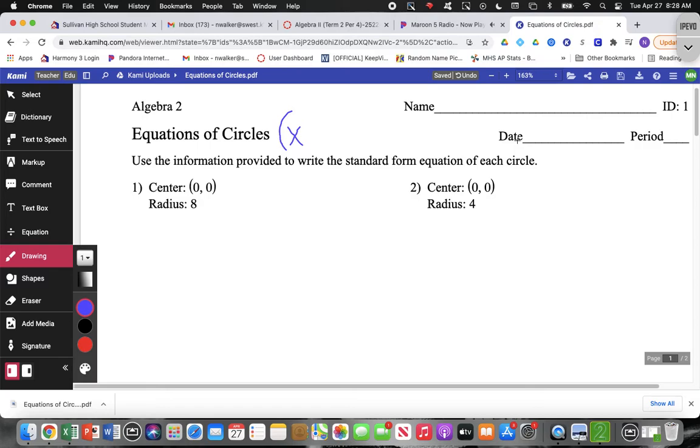X squared. All right, so there was x, and then there was something squared, but there was something in the parentheses. Y squared. Nope, x had its own and y had its own. The r is at the very end, but is it r, or is there something with it? X minus h and y minus k. There we go.